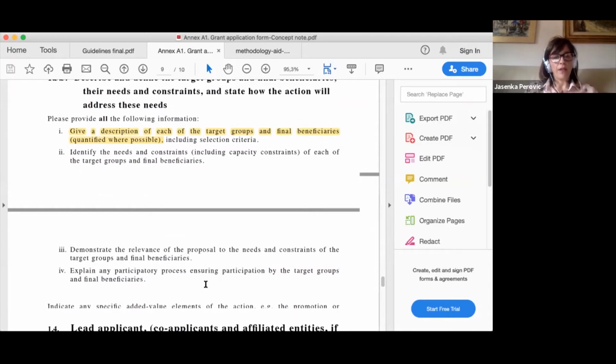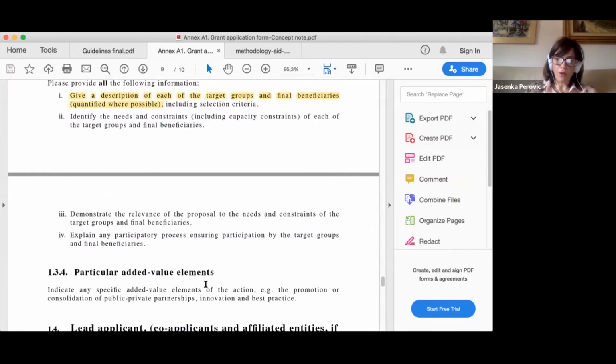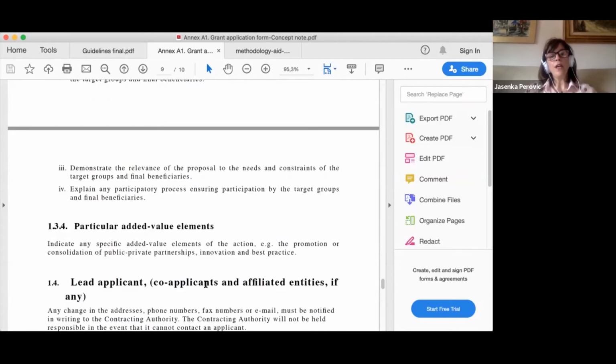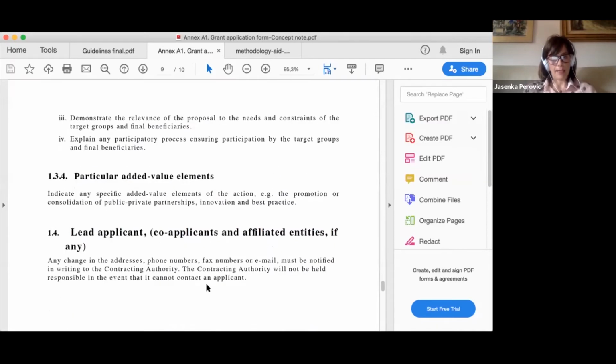1.3.4 is the particular added value elements. Think of your project idea and really try to think of what the value added element is that we are bringing with this. Is it the public-private partnership? Is it some kind of innovation? Is it best practices? You name it. And then 1.4 is information about the lead applicants and co-applicants.